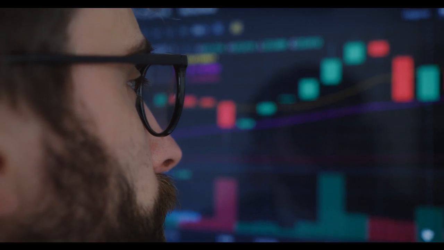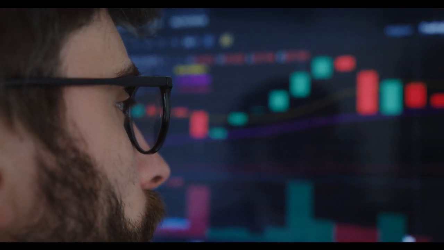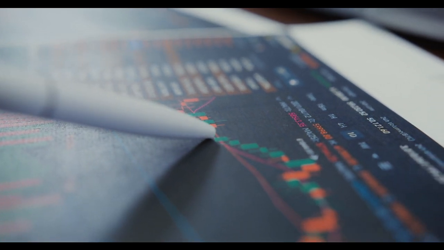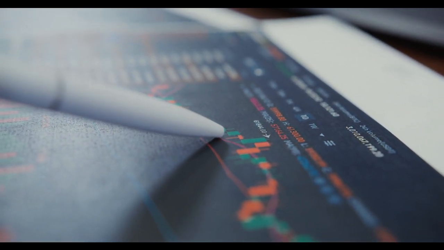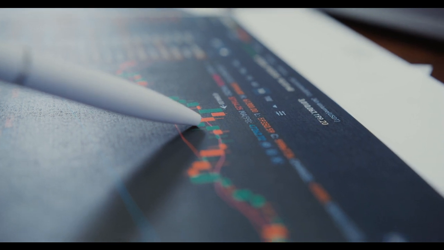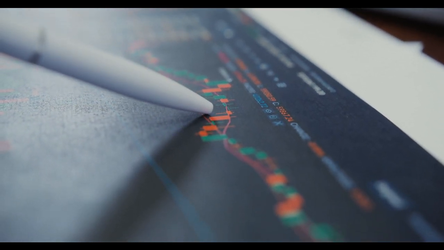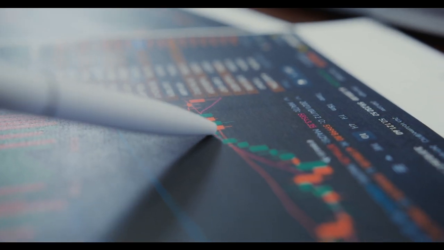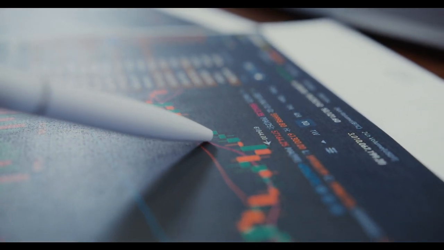For example, if a trader notices that the price of Bitcoin is above its simple moving average, 200-day SMA, they could interpret this as a bullish signal, indicating that the price is in a long-term upward trend. On the other hand, if they see that the price is below the SMA, they could interpret this as a bearish signal, indicating that the price is in a long-term downtrend.